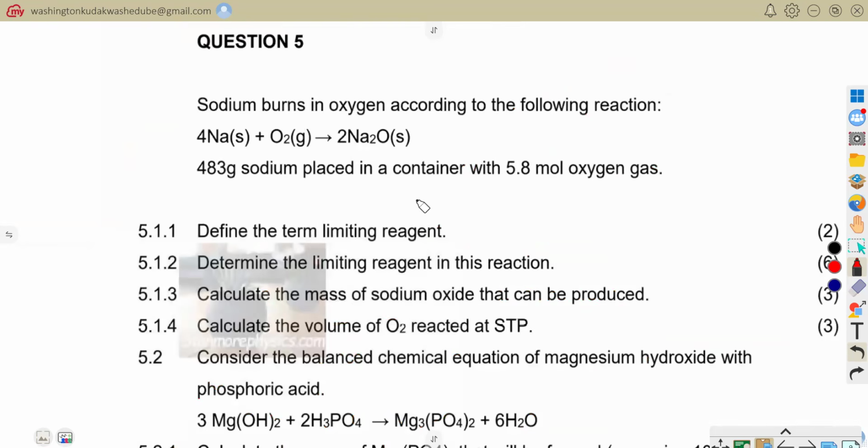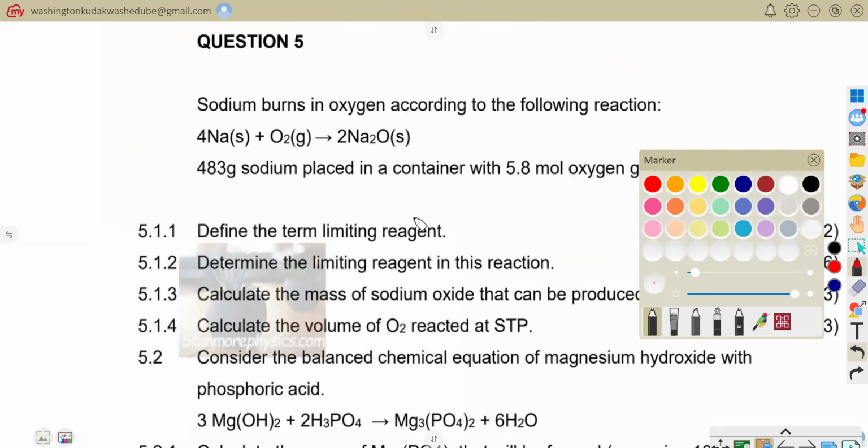Now let's go to question number 5. Question number 5 is saying sodium burns in oxygen according to the following reaction. This sodium burns in oxygen to form sodium oxide. And they're saying 483 grams of sodium is placed in a container with 5.8 moles of oxygen gas. Define the term limiting reactant, or else limiting reagent.